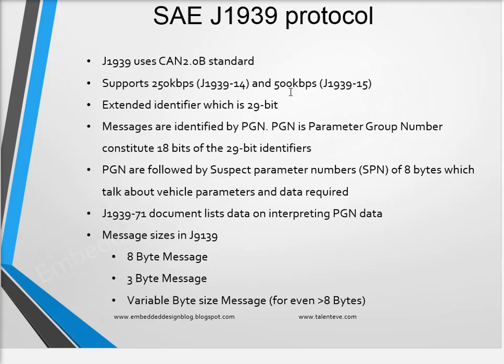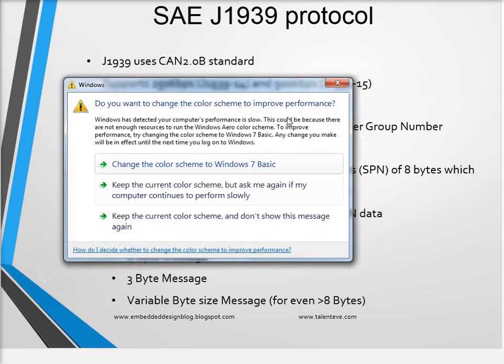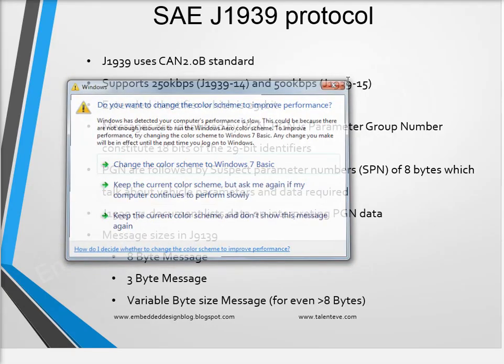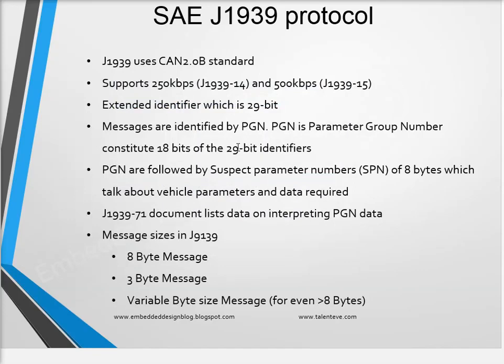So in this J1939 there is something called PGN, which is called a parameter group number, which is 18-bit among this 29-bit identifier, which determines the type of data.